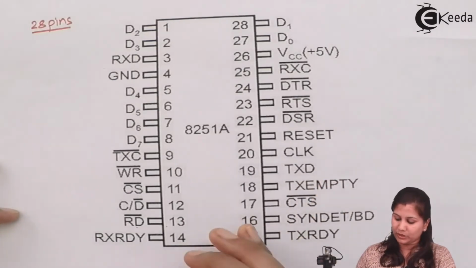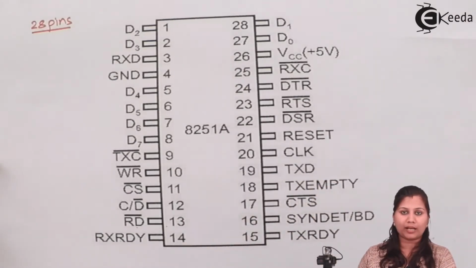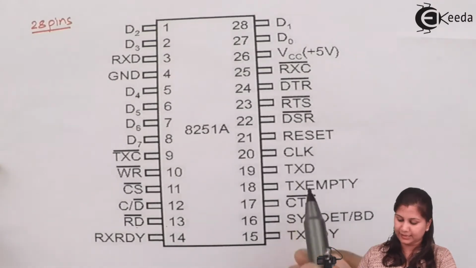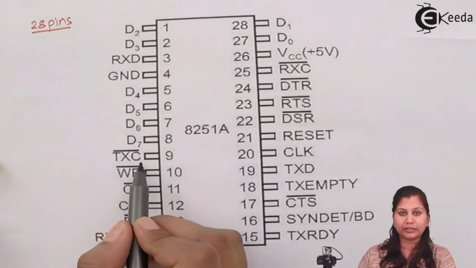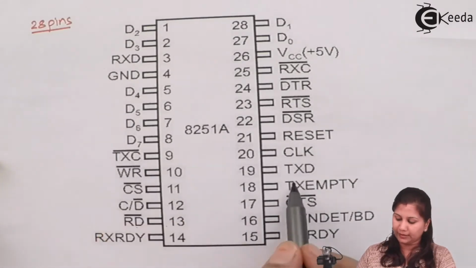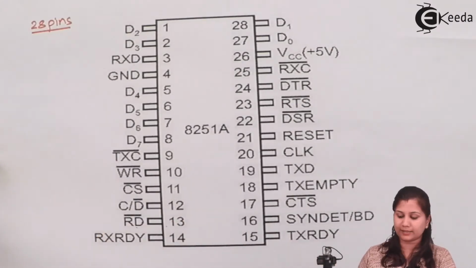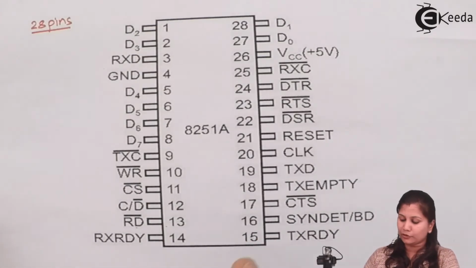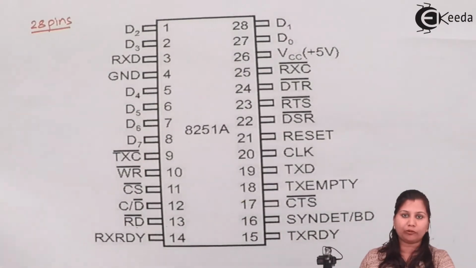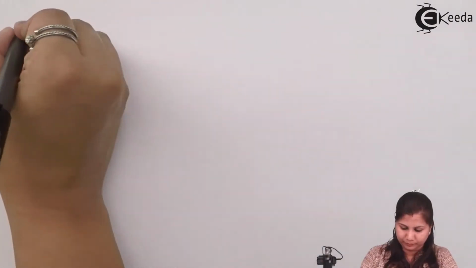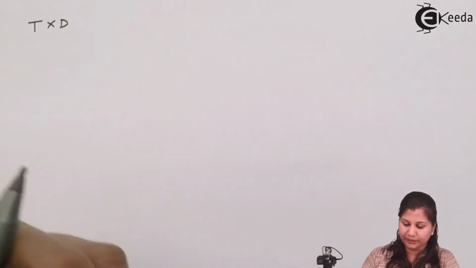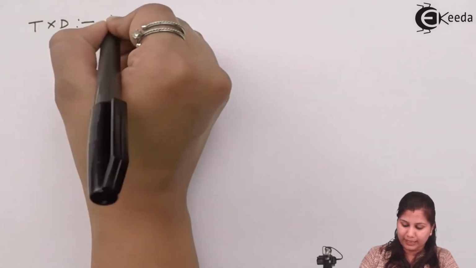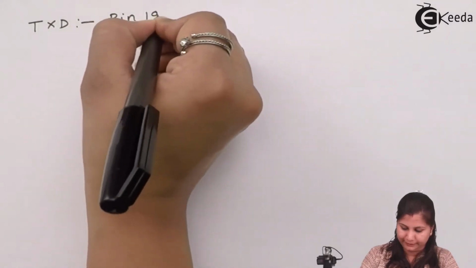Now next we will study the pins which are for transmitting the data, that is TXD, then TXRDY and TXE, and the transmitter clock. All these are output terminals because the 8251 is transmitting the data to the peripheral device. So these pins act as output terminals. First we have the transmit data, which is available at pin number 19.